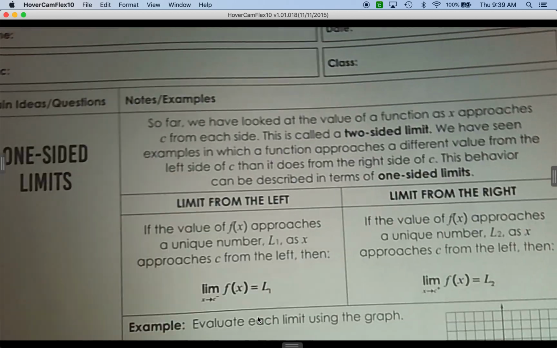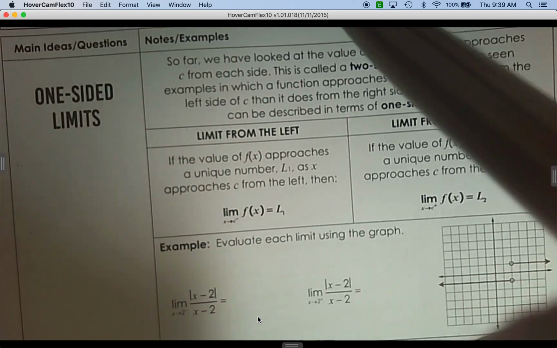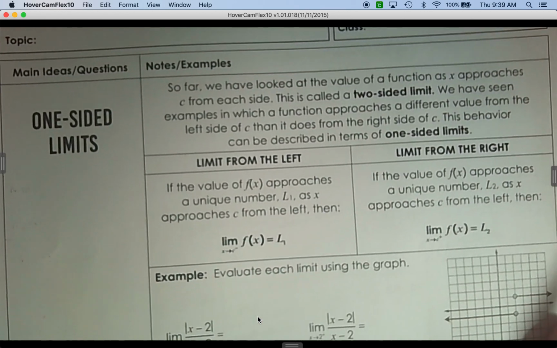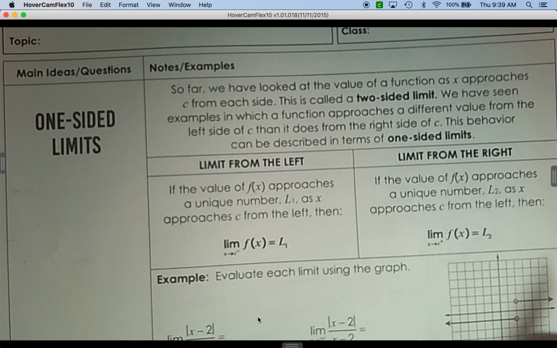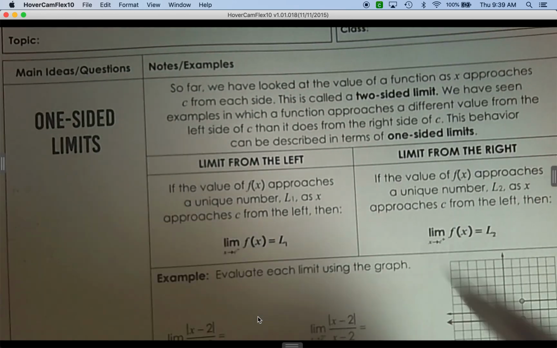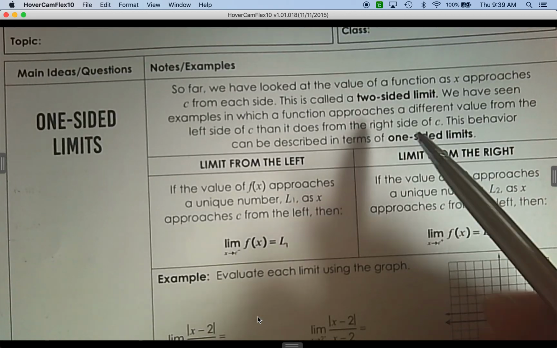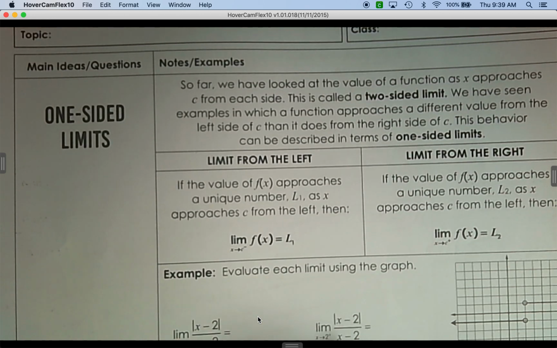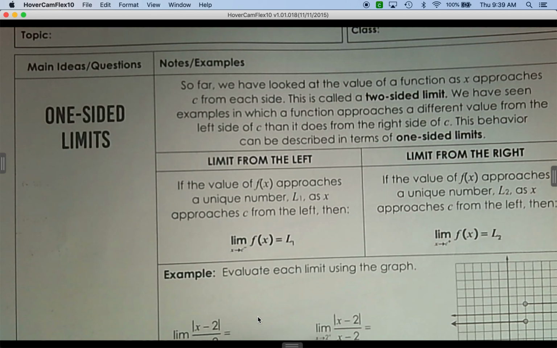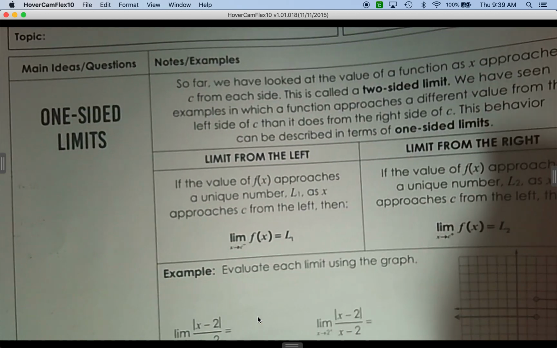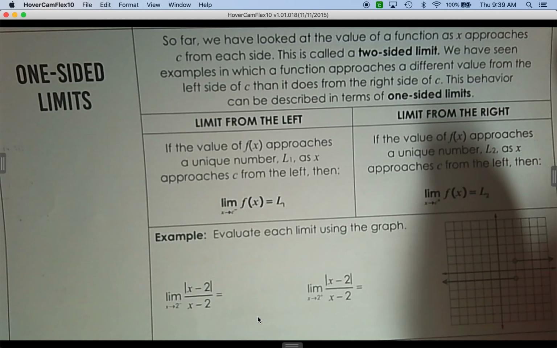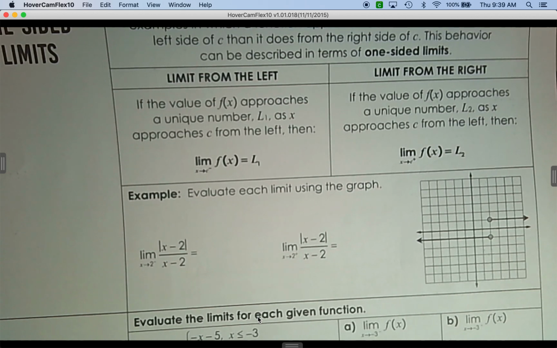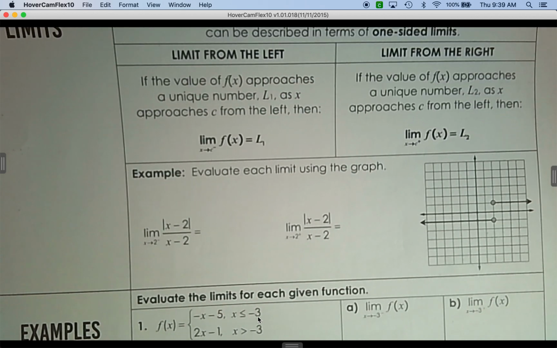Lessons also on limits. Today we're going to focus on what the idea is of a one-sided limit compared to a two-sided limit. So far, in the last lesson, we looked at a two-sided limit, meaning that we looked from the right and left to make sure it was approaching the same value on both sides of the x value we were looking at. But sometimes you're asked for a limit, and all you have to do is look at one side of it. So I want you to look here.